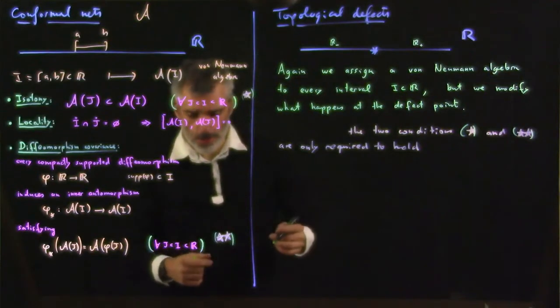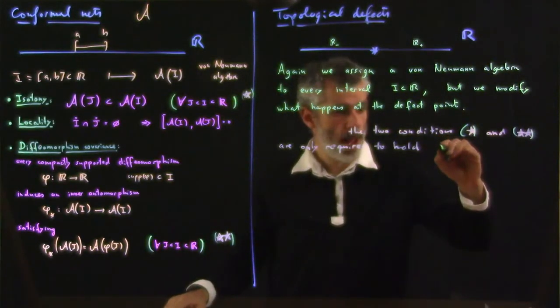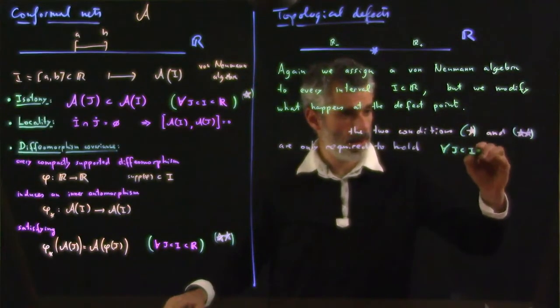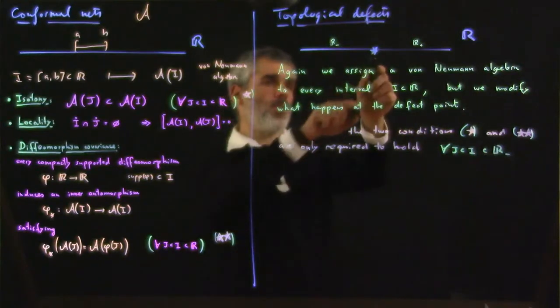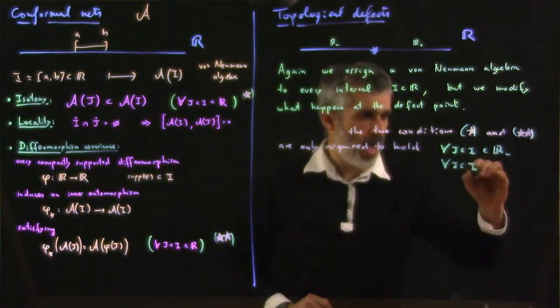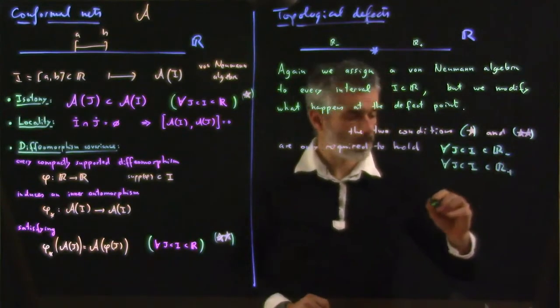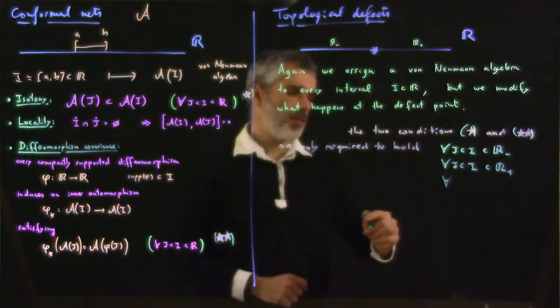So these two conditions, that one here and that one there, are now only required to hold either when J and I are both in the left half of R, so this part here, or in the right half, or if both of them contain the defect.